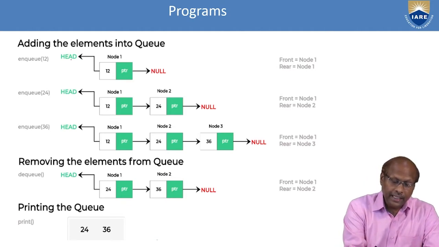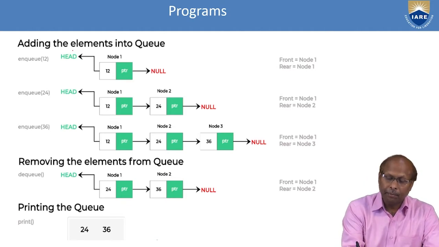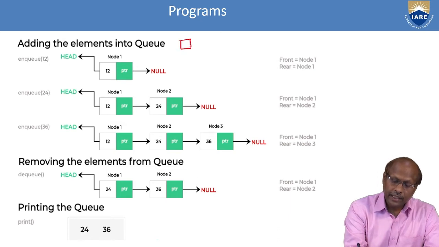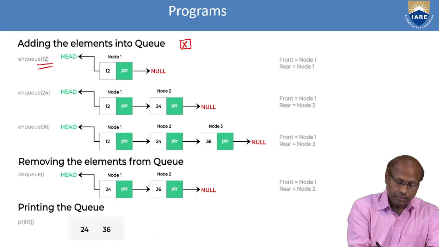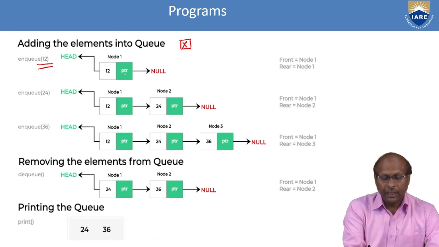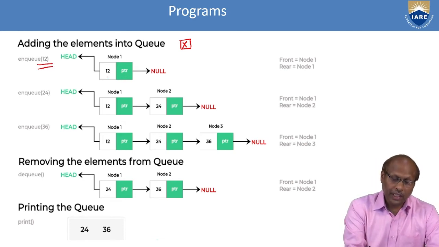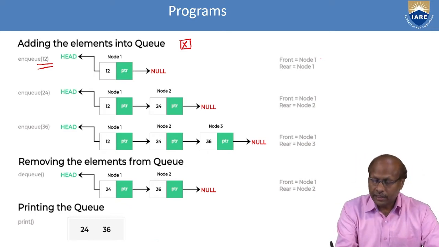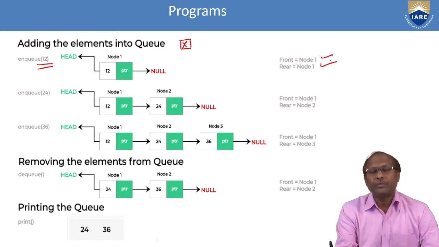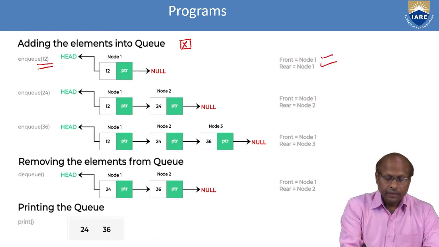Now see, initially the list is empty. Nothing is there. Now you want to insert 12. NQ 12. So that means a single node is there. So 12 is inserted here. When a single node is there, it is both front as well as rear. So front node is 1, rear also 1. And this is pointing to null.